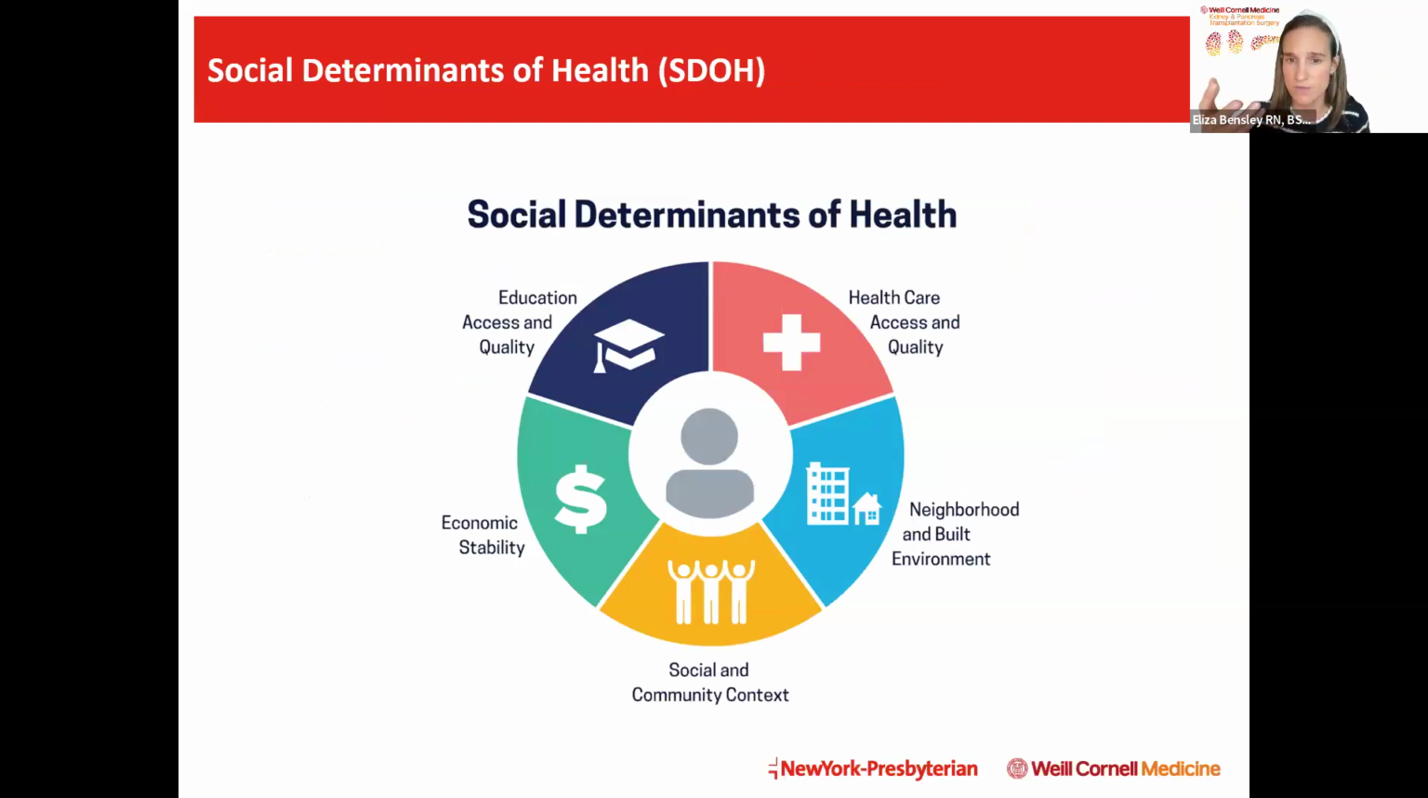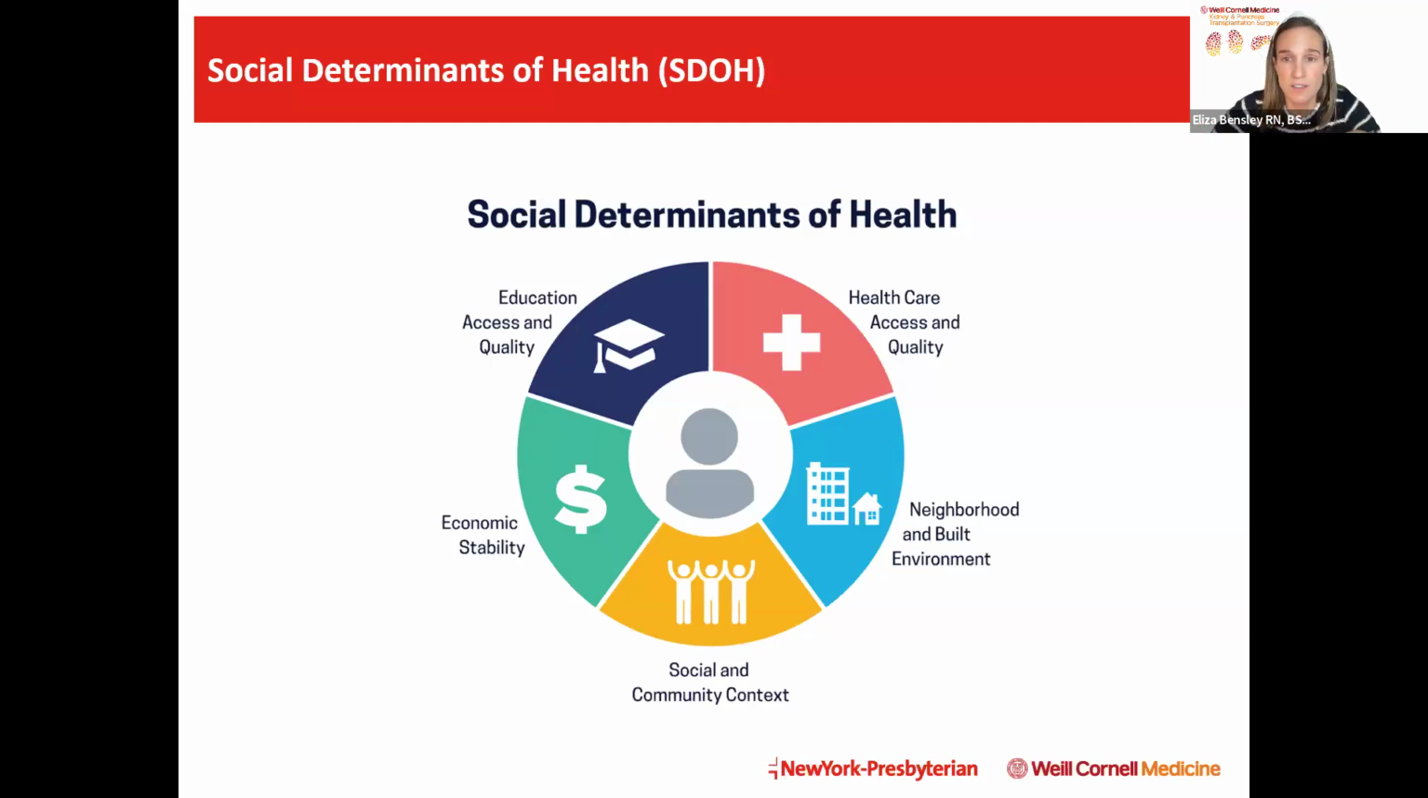I like this image because it's very clear-cut that our healthcare, our access, quality, our neighborhood, our built environment, social and community context, economic stability, education, access, and quality all impact our quality of life. And these forces and systems include economic policy systems, development agendas, social norms, climate change, and political systems. So it's just important to understand these foundational terms as we move forward in the lecture.